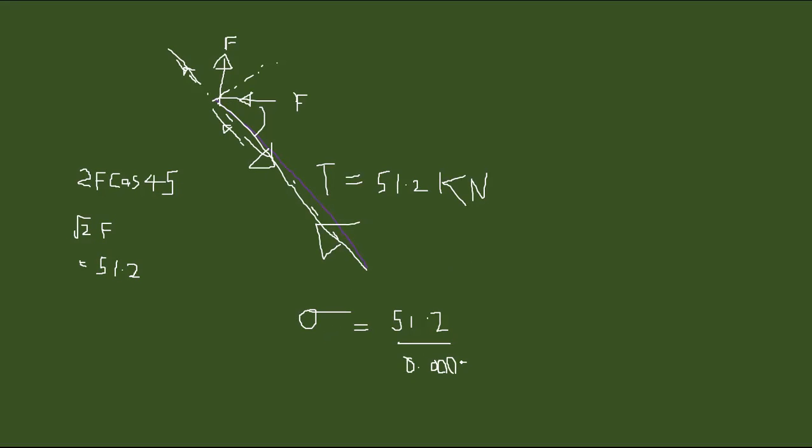In this way, the material should resist in this way, right? So that will be a tension, equal to 51.2 kilonewtons. And if you divide it by the area, 51.2 divided by the area, 0.0005, that will be around 102 megapascals.